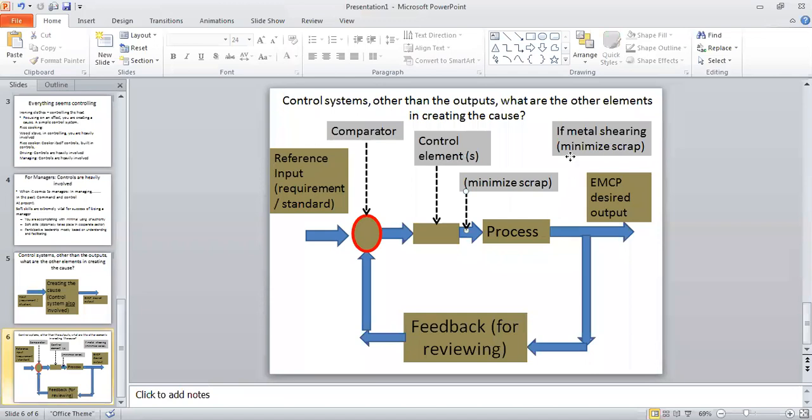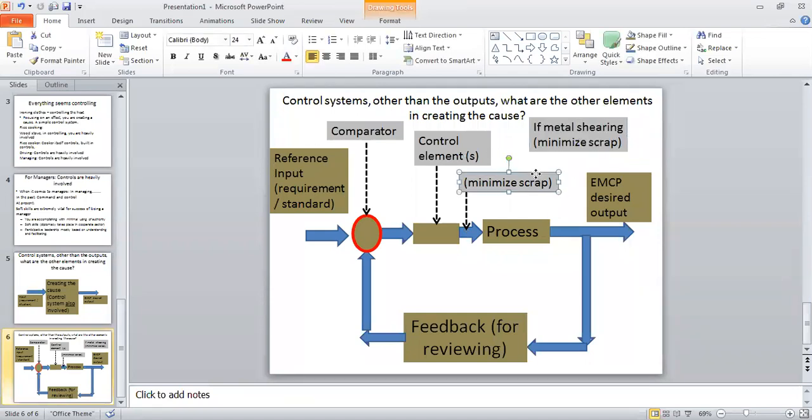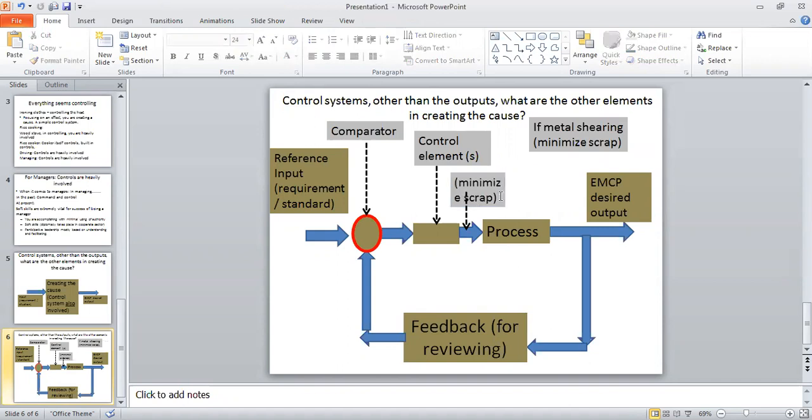So your processes will come here. Okay. So processes will come here. So minimize scrap is the command. So the process may be sheet metal or metal shearing is the process.